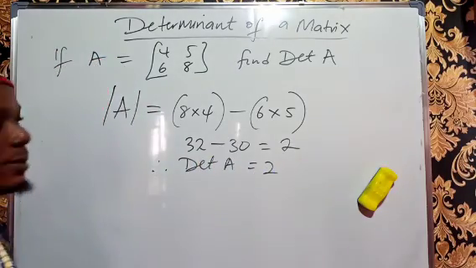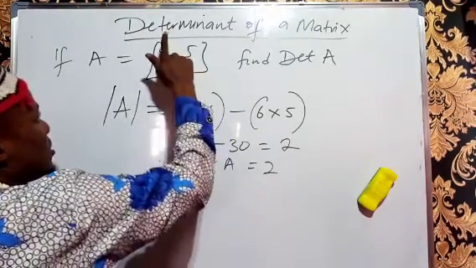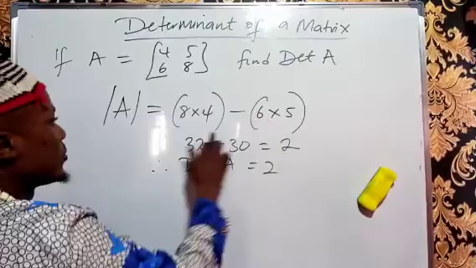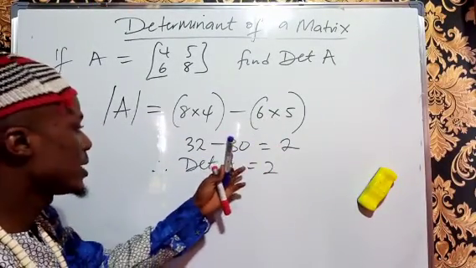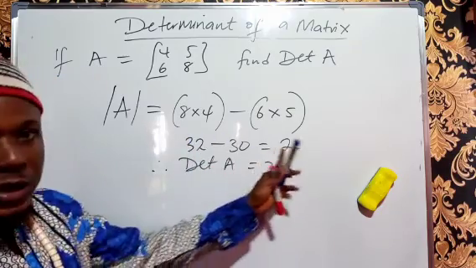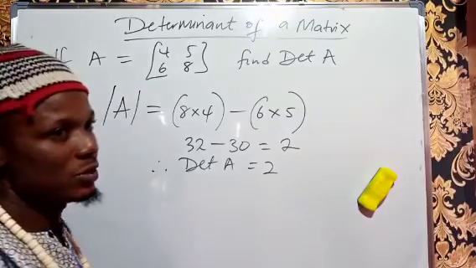So that's how to get the determinant of 2 by 2 matrix. It's not difficult. Cross multiplication. 8 times 4 minus 6 times 5. 8 times 4 is 32 minus 6 times 5 will give us 30. And when you take this difference, you are getting 2. So this is how to get the determinant of a 2 by 2 matrix.